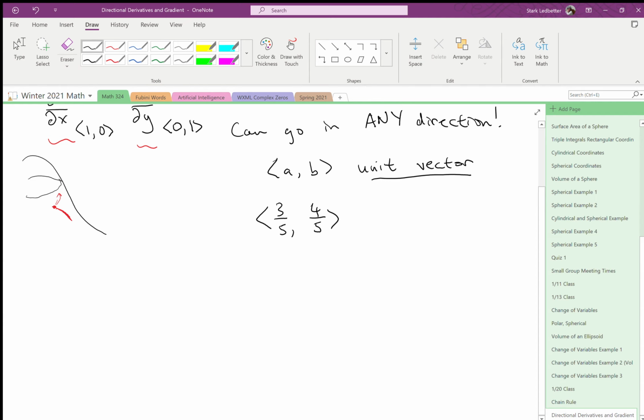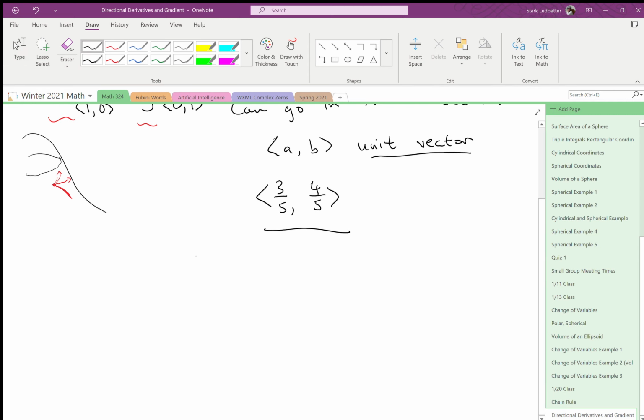So we could walk in the direction 3/5, 4/5, so that's going to be somewhere between here. We can actually now walk in this direction and say, do we go up or down? And actually on this picture it looks like maybe we go neither up nor down. So we would expect the directional derivative in that direction to maybe be 0 at that point.